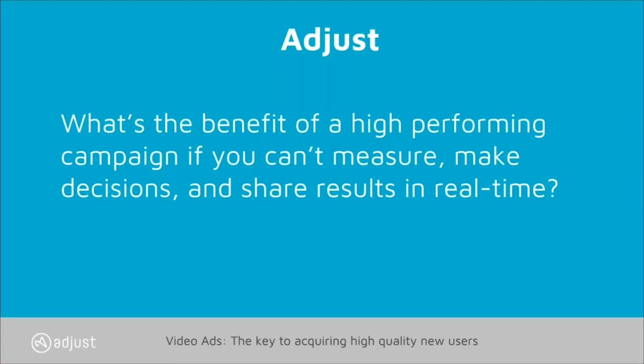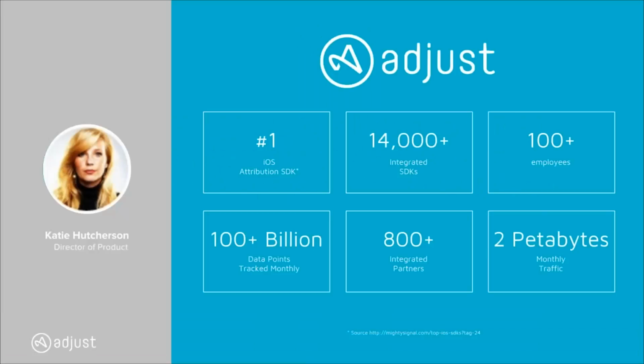Basically, when deciding on your MMP, there's a lot of us out there, right? So what I would consider the main differentiator for Adjust is you have a lot of data. You're working with a lot of different networks. You're trying a lot of different campaigns like video. And what you need from an MMP is a platform where you can not only measure, but make decisions and then share those results in real time.